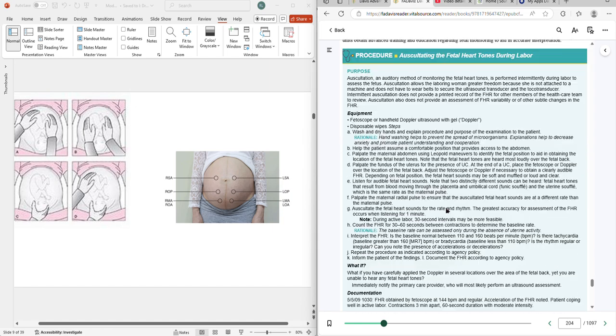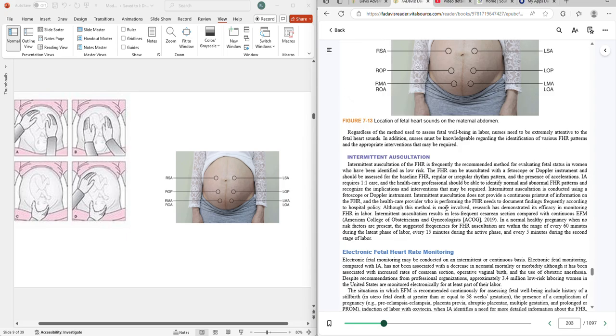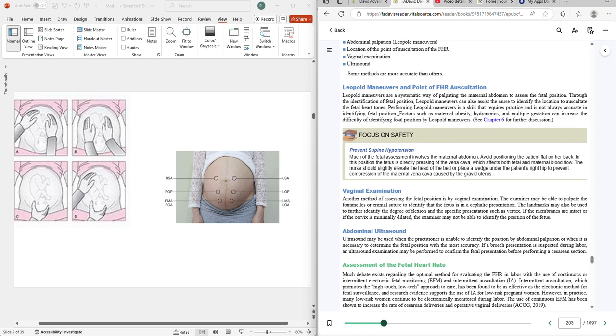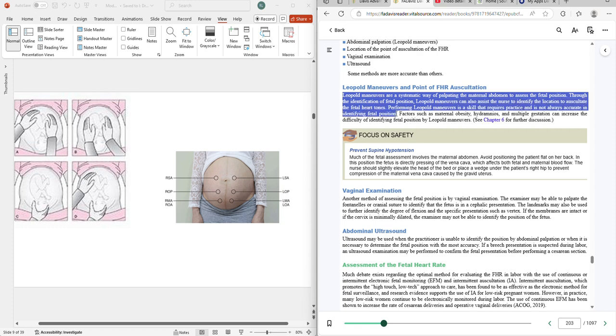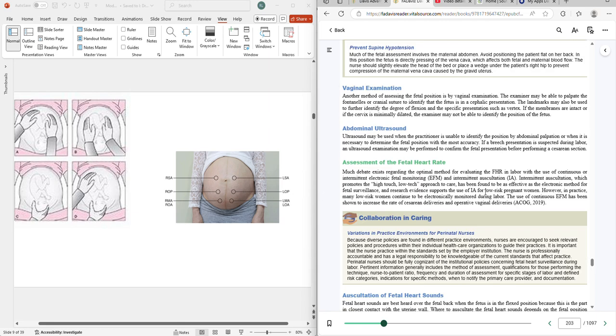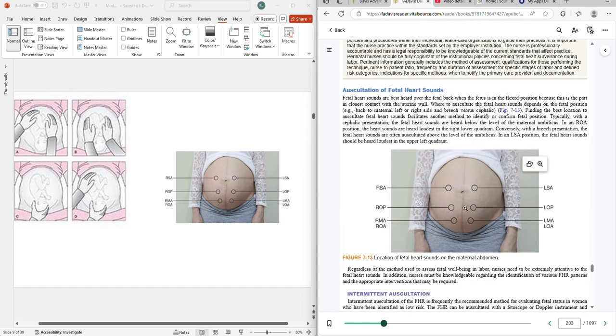Let's look at Leopold's maneuver. Let's go back up to page 203. Leopold's maneuver is how we determine the fetal position. We can get the accurate fetal position, and we can try to turn the baby. You do this with ultrasound and with the OB. It's painful for the mom, but we try to turn and make sure the fetus is okay. We're not pulling on a cord. We're turning the baby so she won't have to have a C-section. Assessment of fetal heart rate, we just talked about that, and then auscultation of the fetal heart sounds. This picture is on page 204.